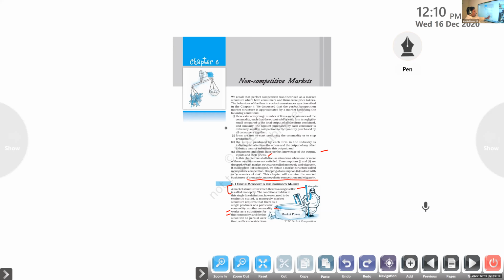Clear? And we studied what is monopoly, and basically in this chapter we are discussing three conditions in the market: monopoly, monopolistic competition, and oligopoly. Okay, market conditions.